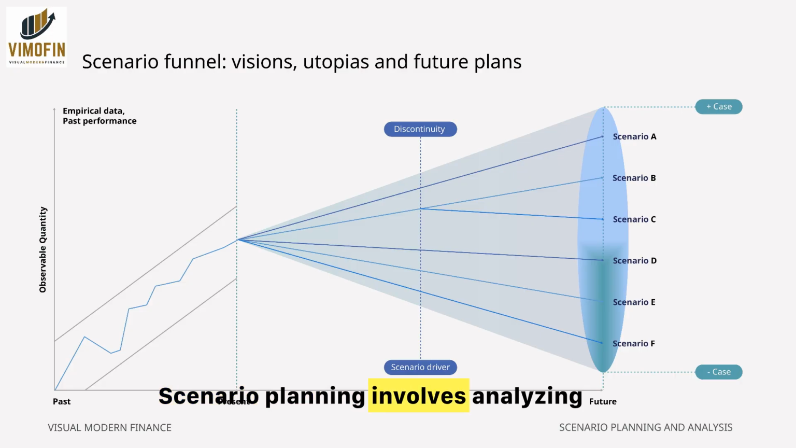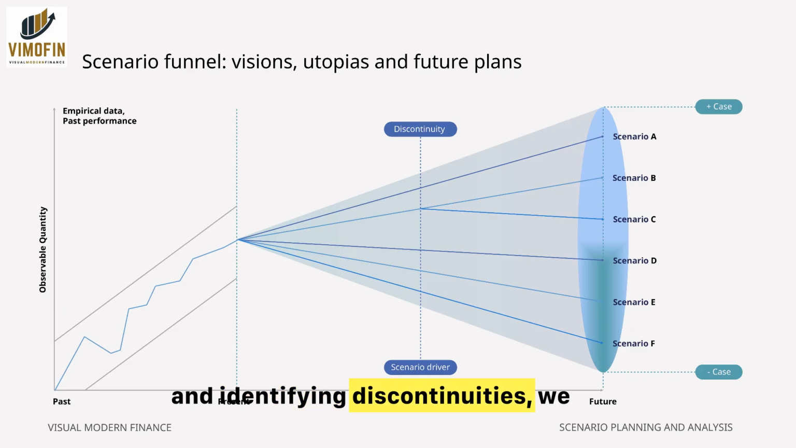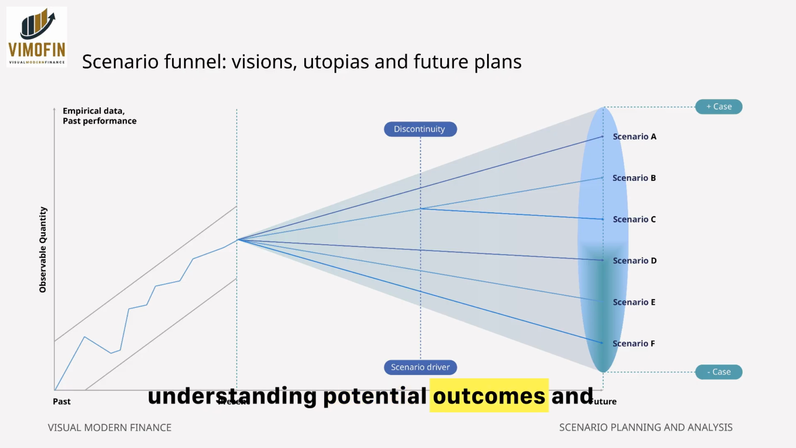Scenario planning involves analyzing observable quantities and empirical data to forecast future possibilities. By examining past performance and identifying discontinuities, we develop scenario drivers. These drivers shape various scenarios, such as A through F, each representing different visions, utopias, and future plans. This approach helps in understanding potential outcomes and preparing strategic responses.